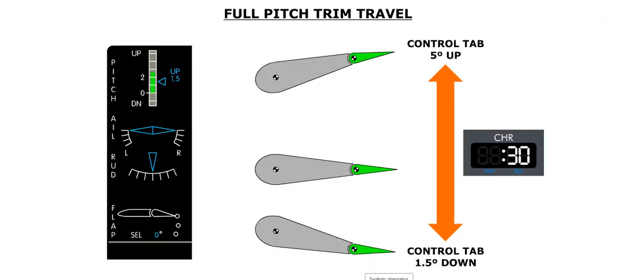Full pitch trim travel takes approximately 30 seconds using both normal and standby pitch control. The maximum deflection of the tabs while they are being trimmed is 5 degrees up and 1.5 degrees down.